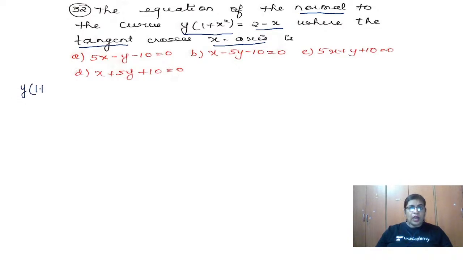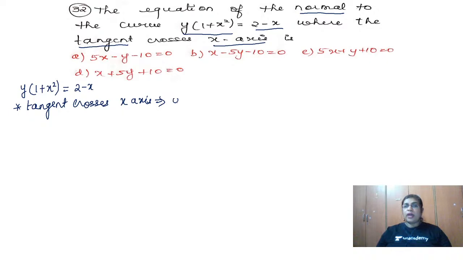Now, first I will write that curve, y into 1 plus x square is equal to 2 minus x. Now here you find the tangent is crossing the x-axis. So if the tangent crosses the x-axis, that means I know that y is equal to 0. So for any point on the x-axis, the y coordinate is 0. So if this whole is 0, that means 2 minus x has to become 0. So if 2 minus x is equal to 0, then what is the x value? The x value is equal to 2.